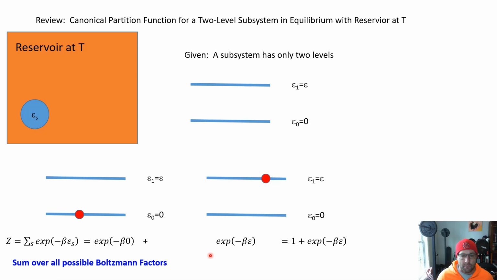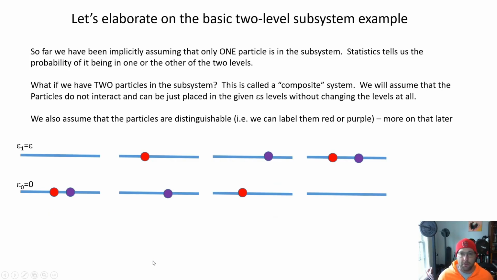And then the second term in the partition function is the situation where we now imagine the ground state is empty and the one particle that's in the subsystem is occupying the excited state. So this single particle partition function, if you want to call it that, is 1 plus e to the minus beta epsilon. This is the sum over all possible Boltzmann factors, and the implicit assumption is that only one particle is able to occupy the energy levels.